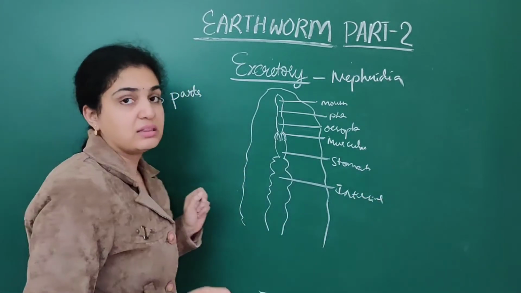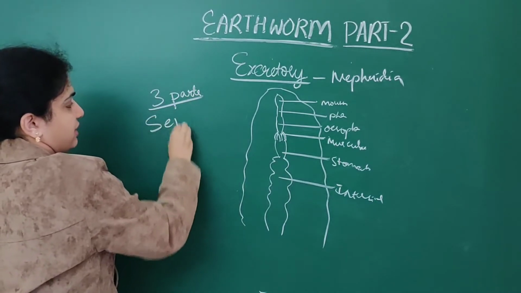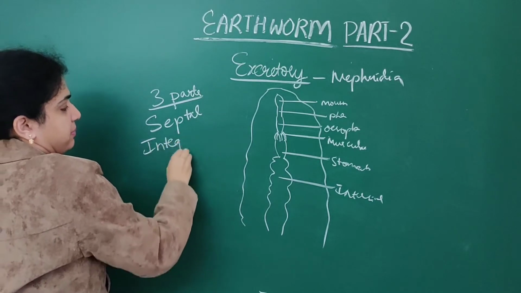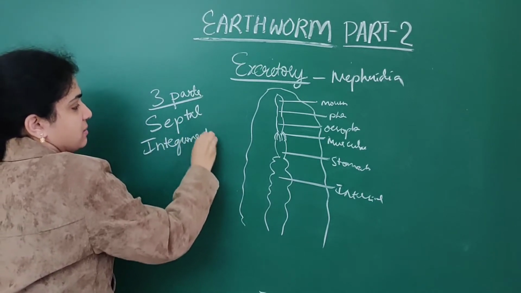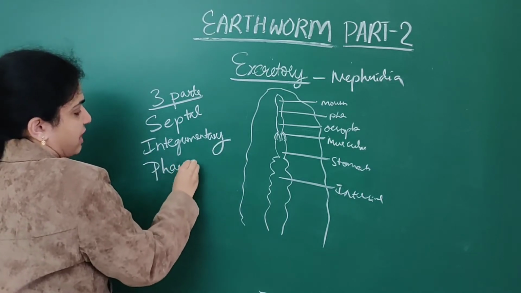So mainly there are three types of nephridia. That is septal nephridia, integumentary nephridia, as well as pharyngeal nephridia.